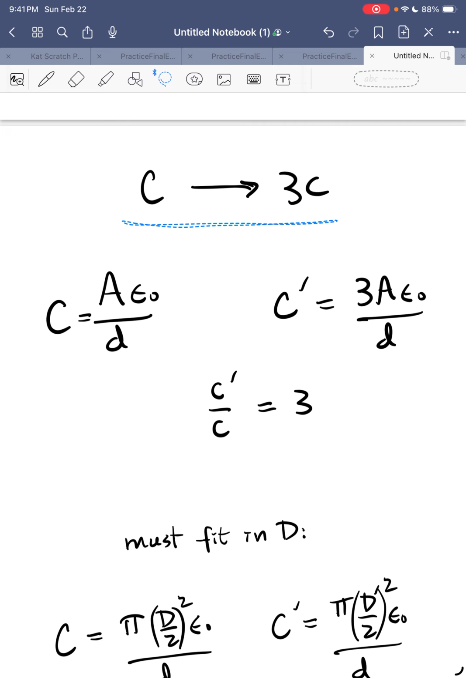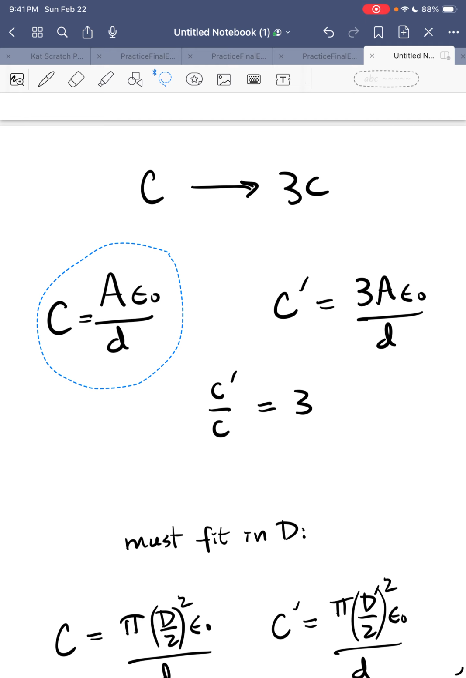And then you have to look for a formula that talks about the geometry of the plates. So here capacitance is given in terms of the area, A, times epsilon naught, the constant, the permittivity of free space, divided by the distance between the plates. And so if I want the capacitance to increase by a factor of 3, then the geometry's got to change somehow. So C prime has got to be 3 times bigger.